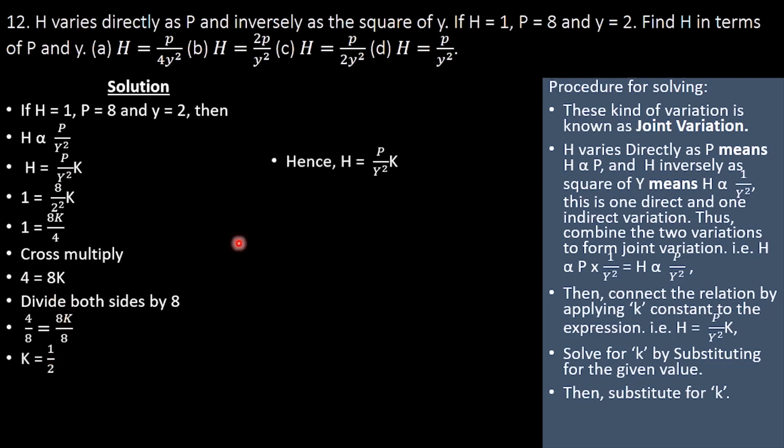Hence, h is equal to pk over y squared. Our h now is equal to p over y squared multiplied by 1 over 2 when you substitute for k. Therefore, our h now is equal to p over 2y squared.